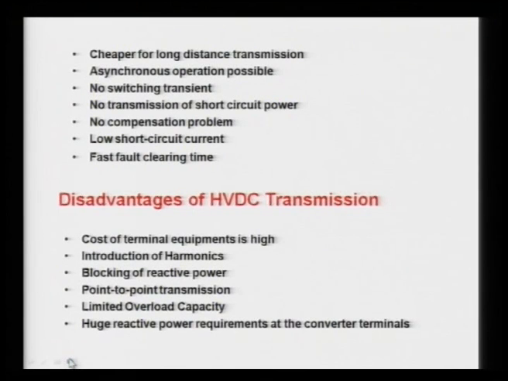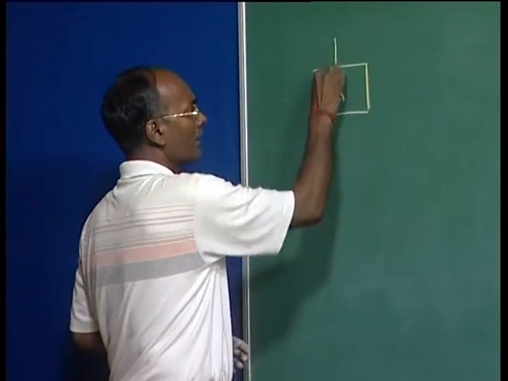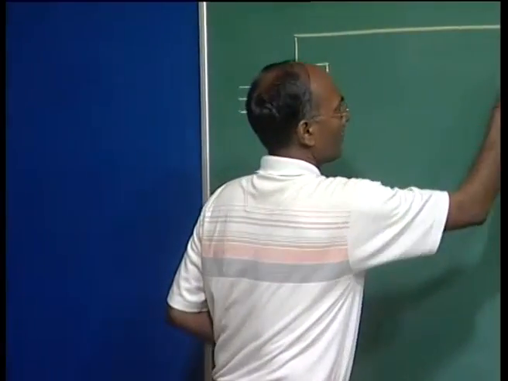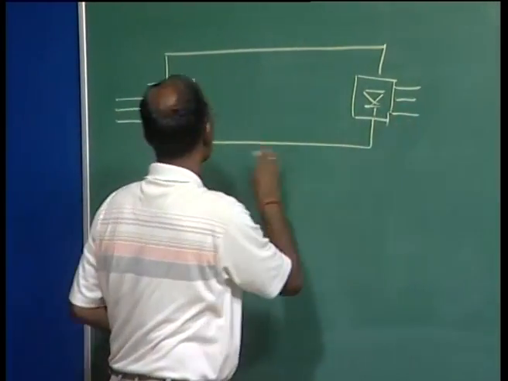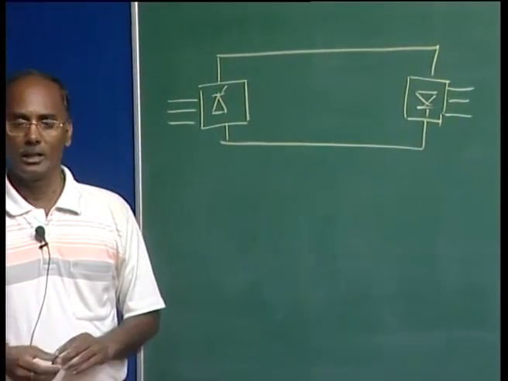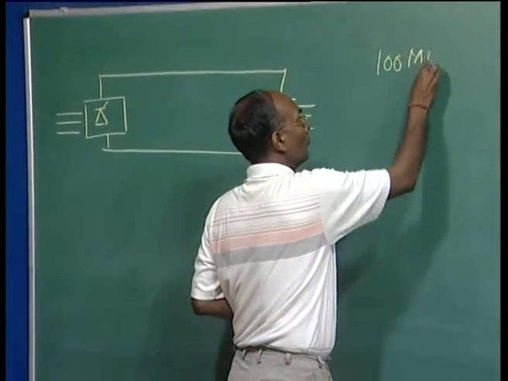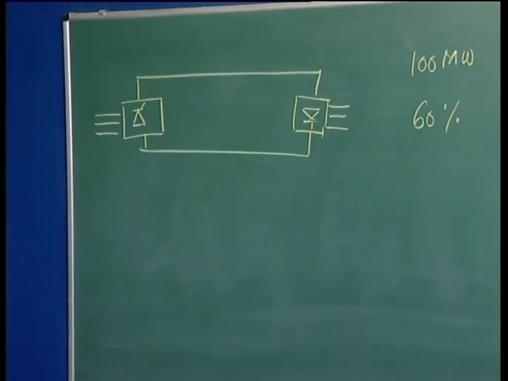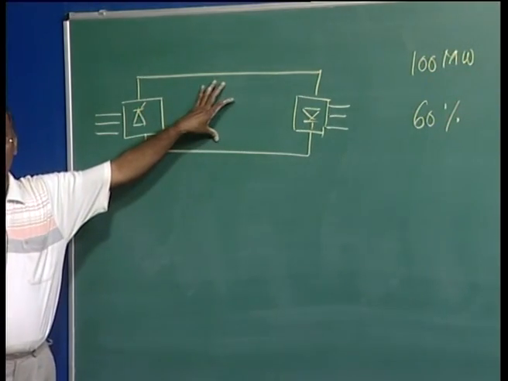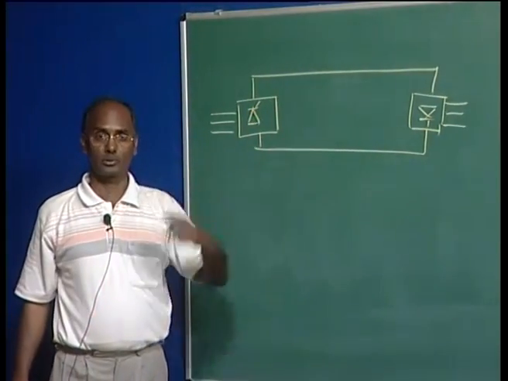Another concern here is the huge reactive power requirement at the terminal station. Terminal station, I mean here we have your rectifier end, that is the 3-phase here, and we have your inverter, and we require reactive power support at these 2 terminal stations. As a thumb rule, if the rating of this line is 100 megawatt, we require 60% reactive power sources at both ends of these converters. No doubt there is no reactive power involved in between. This is the converter. Now the question arises, where does this reactive power go?